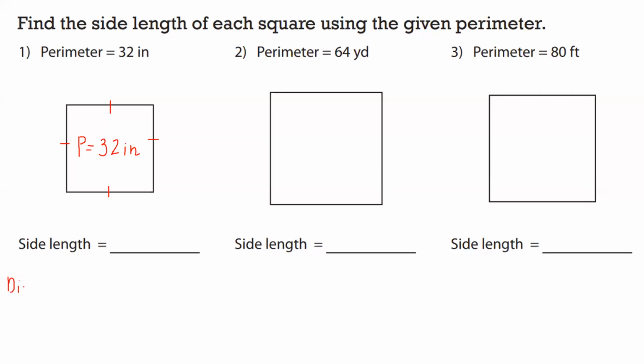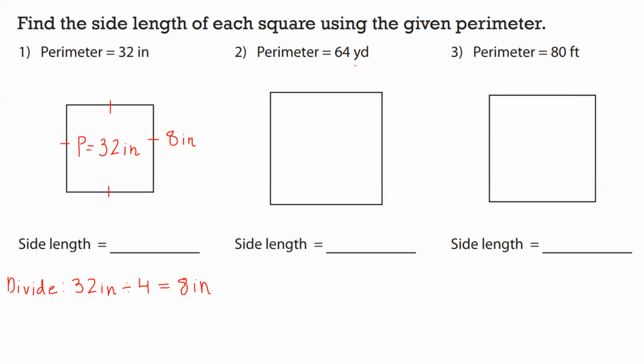So we have to divide 32 inches by 4. Draw this, Mr. Petit? Yes, definitely. It's going to be 8 inches. So the answer for each side is going to be what? 8 inches. And that's how you're going to get a perimeter of 32.